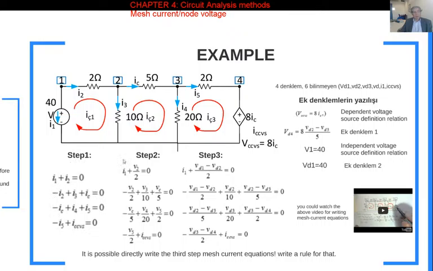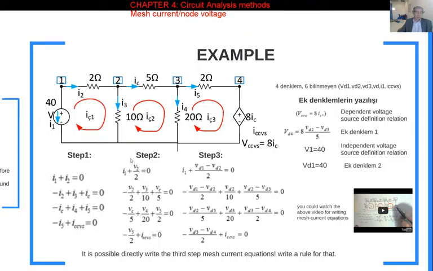For each step, I will explain just one equation, how we are writing it. If you want to see step by step all the equations and how they are written, follow this video given here. In this video you're going to see step by step how these equations are written. So for the first step I explained to you this first one.